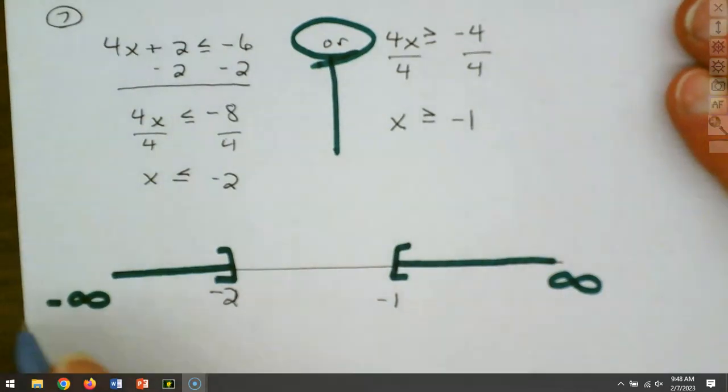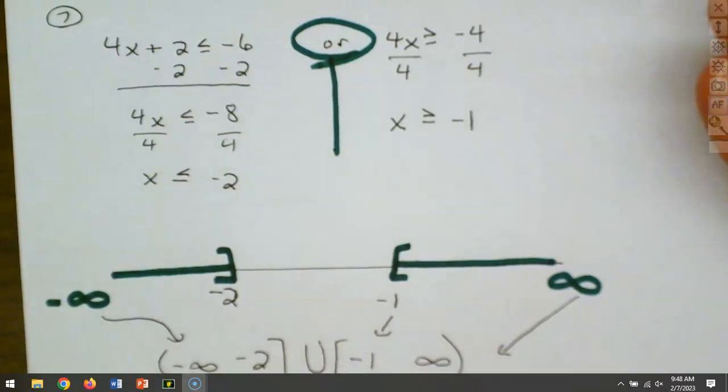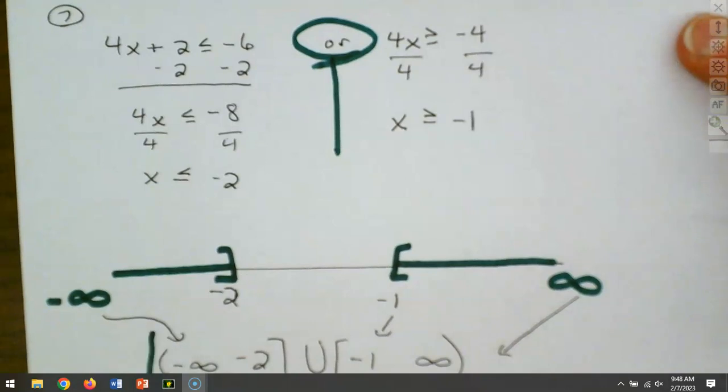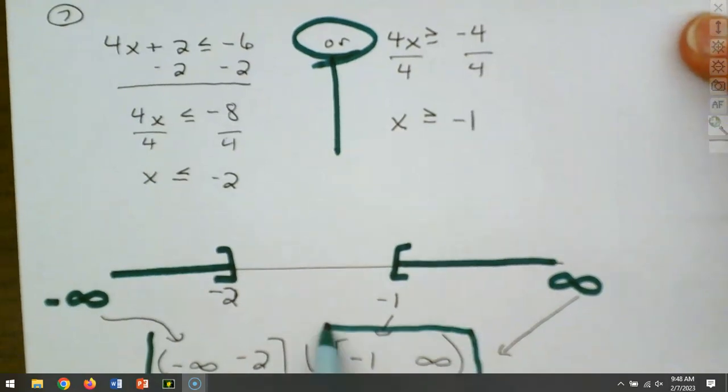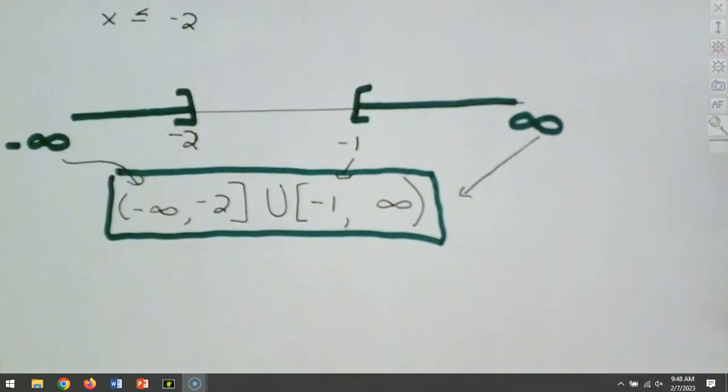In interval notation, we take it right off that number line. Negative infinity with parentheses, comma, negative 2 with square bracket. We use a U for union. And then we've got negative 1. And where does it go to? It goes to positive infinity. So does that make more sense now? Are we okay with these?